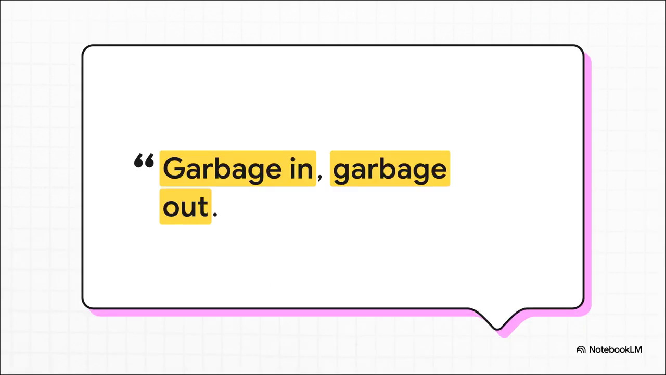Okay, this phrase right here, this is the one law you can't break in data science. Garbage in, garbage out. It's that simple. It means if your data is a mess, your results will be a mess. You can have the most powerful, brilliant AI in the world, but if you feed it junk, you're going to get junk back. So where does all this garbage come from anyway?